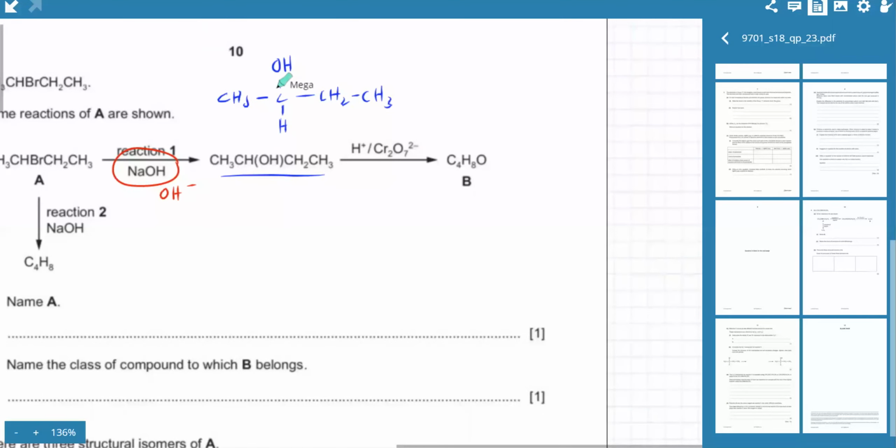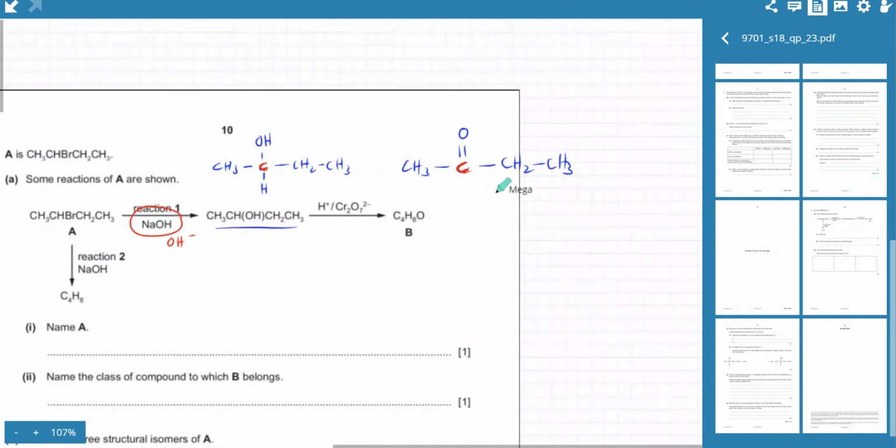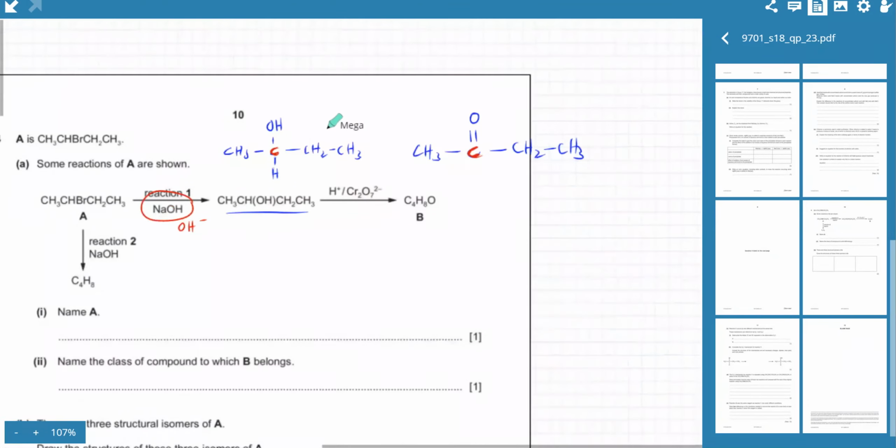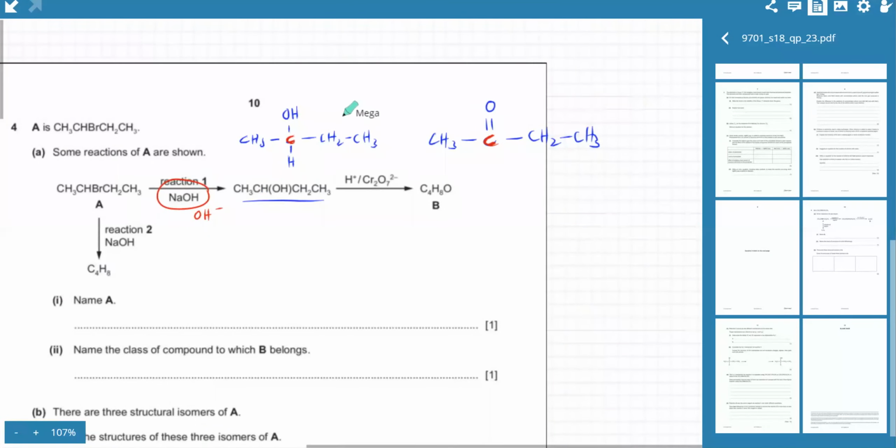Why is it a secondary alcohol? Because the carbon over here is bonded to two carbon chains. And secondary alcohols always get oxidized to ketones. So it would be CH3, C, it would become a double bond O, and it would be CH2 and CH3. So a ketone is going to be formed. Remember, primary alcohols change into aldehydes and then carboxylic acids, whereas secondary alcohols, the one that you see over here, would change into a ketone group.